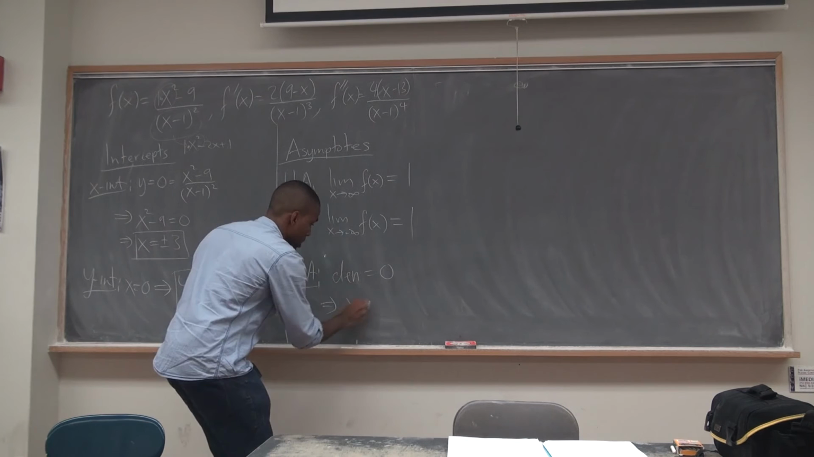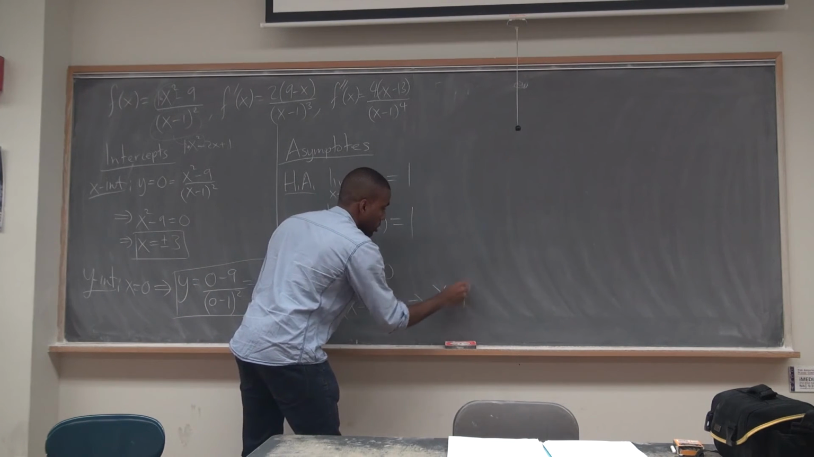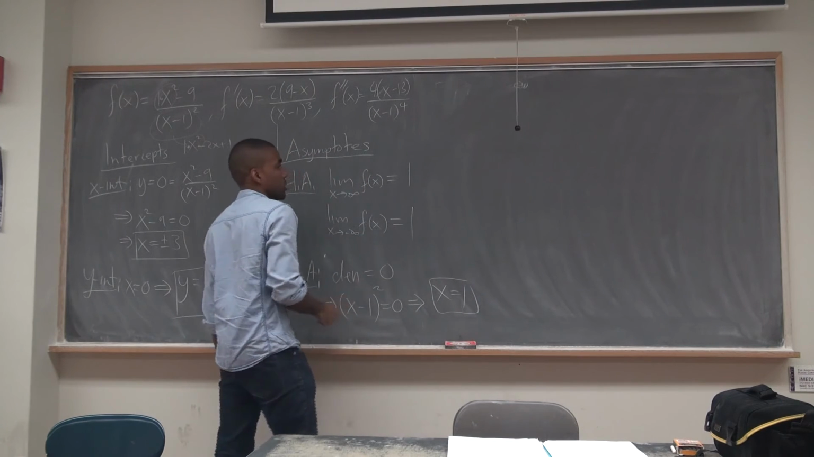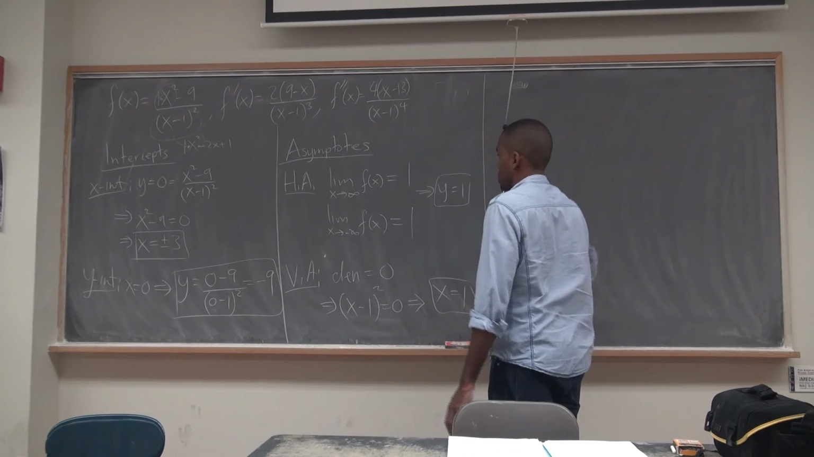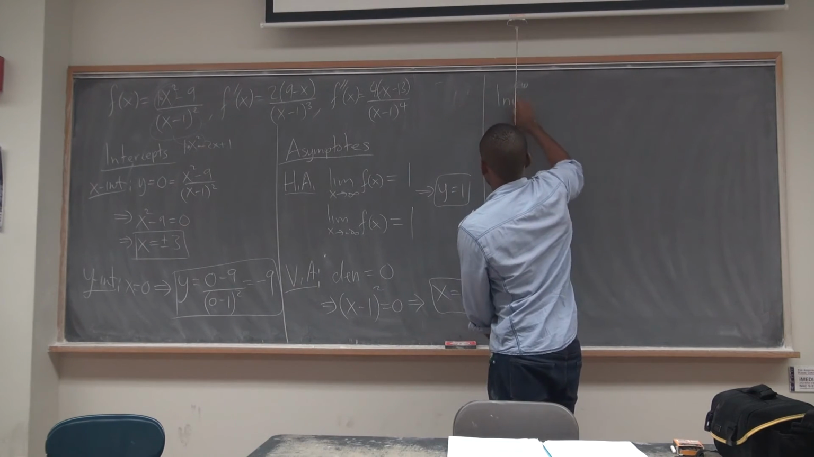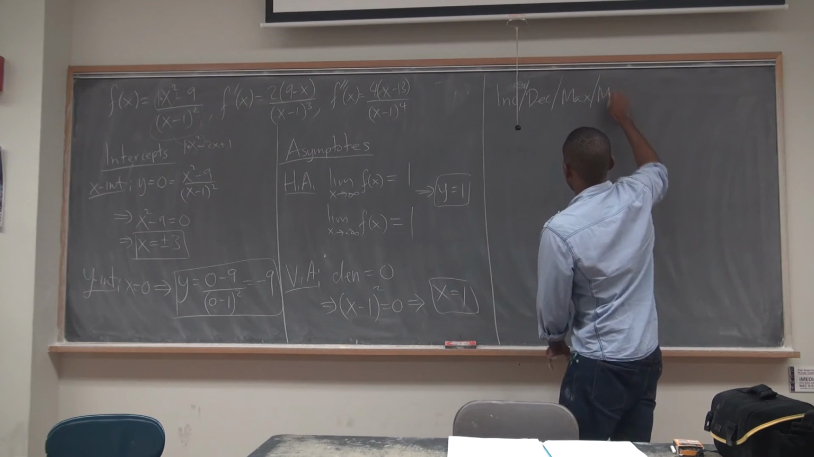This means that (x minus 1) squared equals 0, which means that x equals 1 is the vertical asymptote. And this means that y equals 1 is the horizontal asymptote. Now we're going to talk about increasing, decreasing, maximum, minimum.